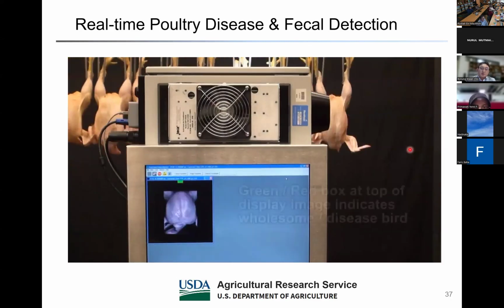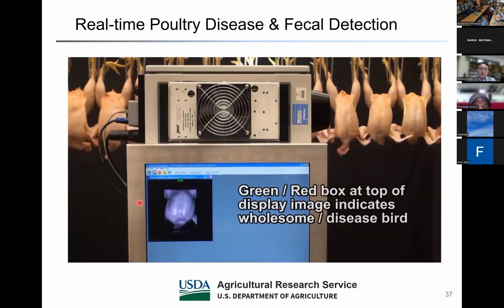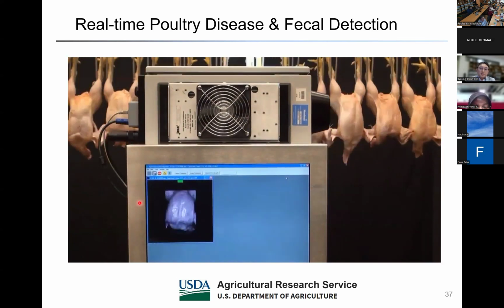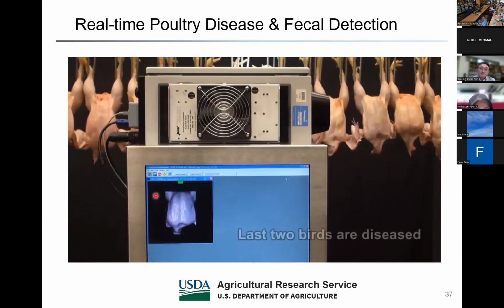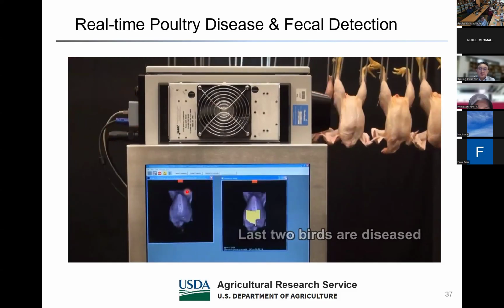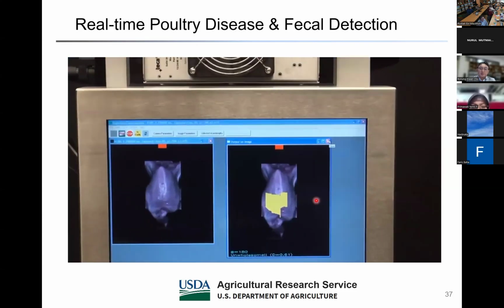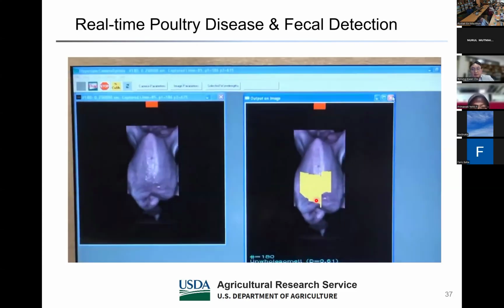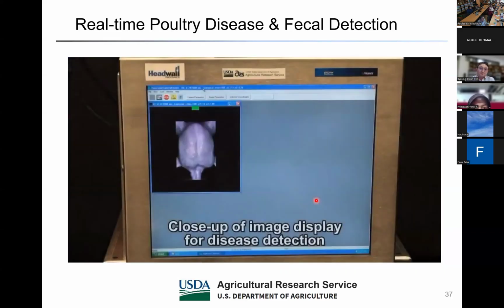The last two chickens are diseased chickens. Everything is good when it's a green light. Green light is all good. If there are problems, it gives a red signal. The last two birds are diseased. Like this way, there is some disease on chicken breast. So that is how hyperspectral imaging is used.